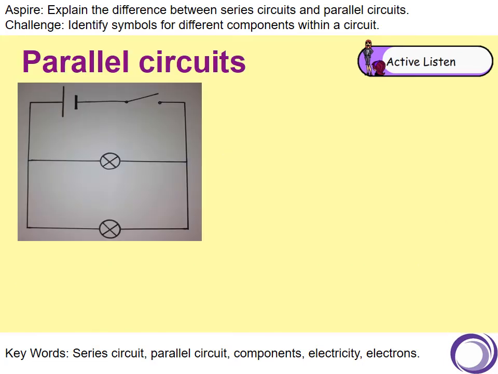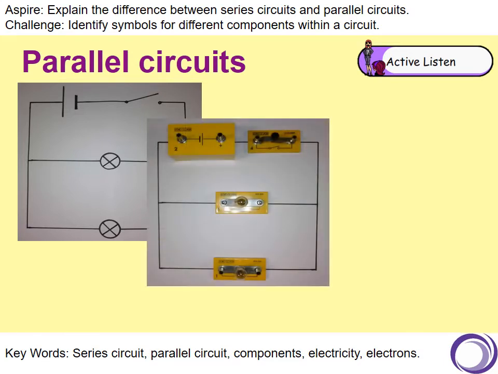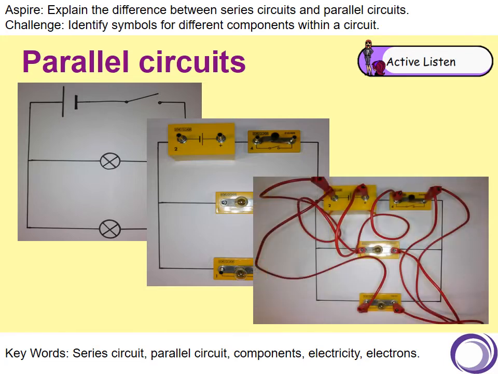So here we have a parallel circuit drawn, and then if we add the components on, these are the components that you use in your classroom. You've got two bulbs there, you've got a switch, and you've got a cell. And then if we add the wires onto this, it makes it look a little bit more complicated than it actually is. But there you have a parallel circuit.